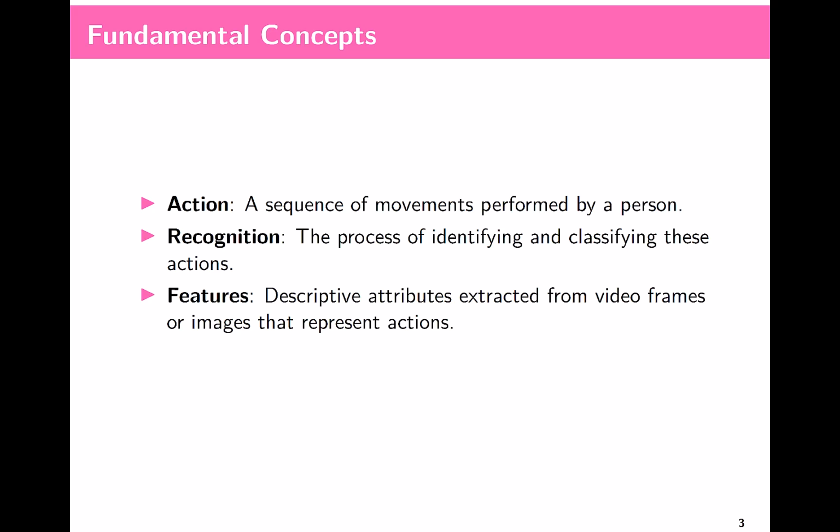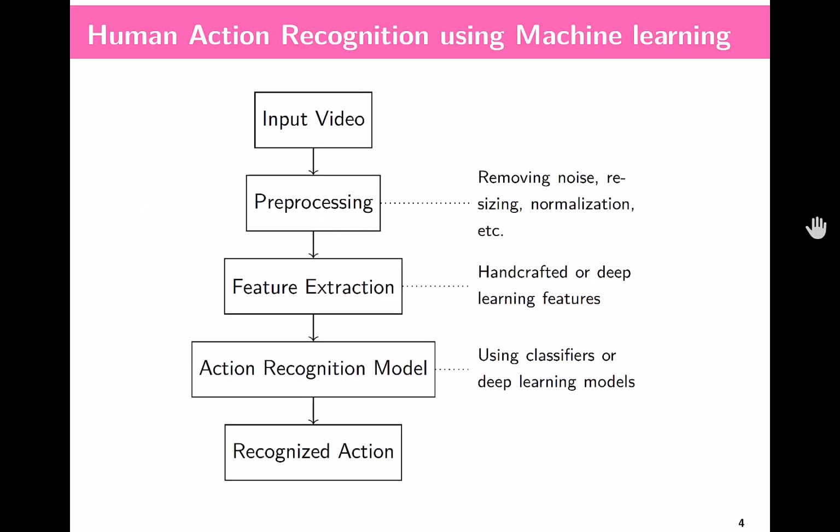The second part is recognition. Recognition is the process of identifying and classifying these actions. The third part of the concept is features, which are descriptive attributes extracted from the video frames or images that represent the action. The human action recognition that we are talking about is going to be done by using machine learning.